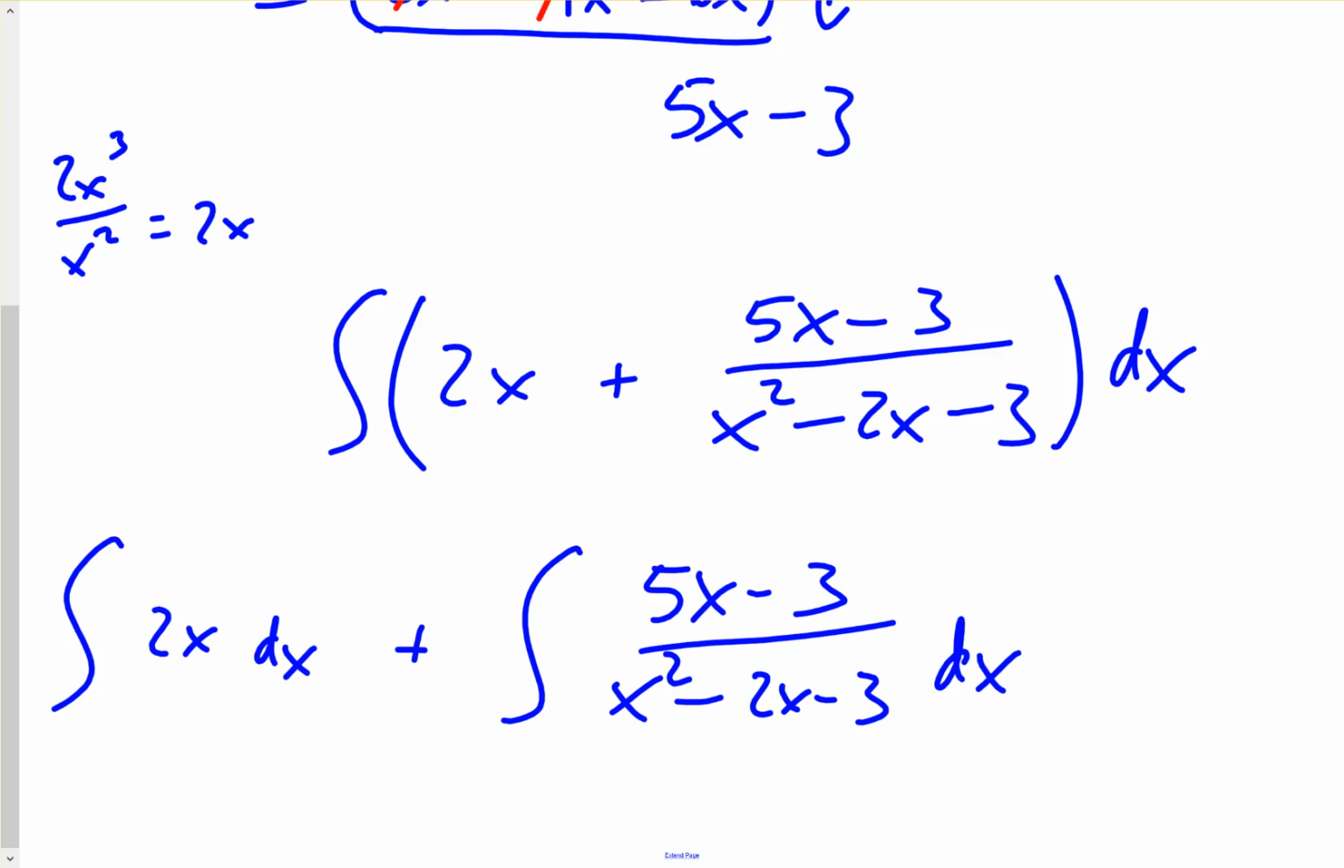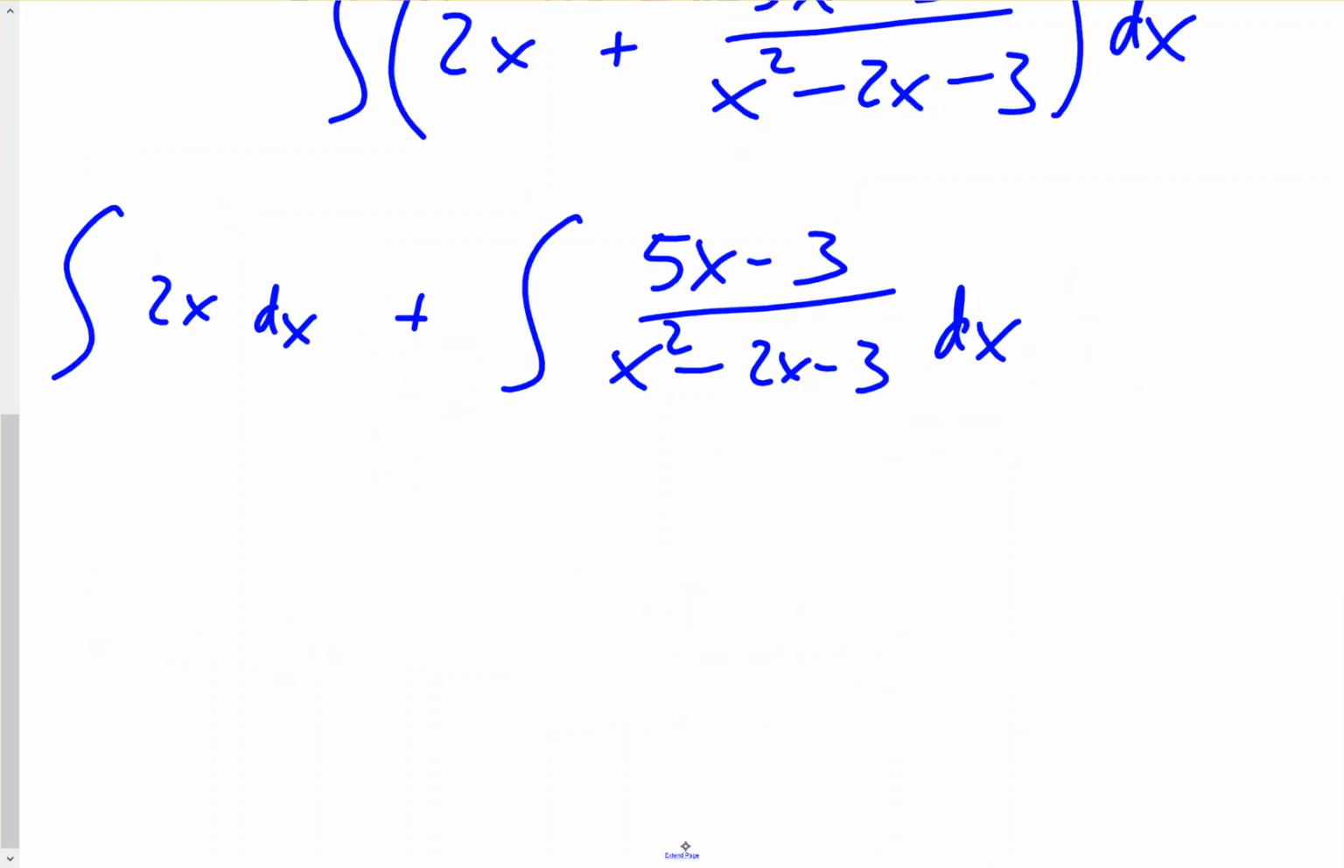Okay, so we're going to do the partial fractions for the right side. If we integrate the 2x, we get x squared. So that one's done. So let's focus on the right side here with the partial fraction.